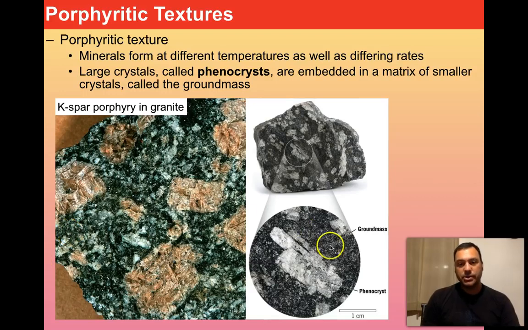So let's look at our definitions over here. The ground mass is the small grain stuff here. This is taken from a rock here. And then the phenocryst is this bigger one right here. This here is the K-spar phenocryst, and the ground mass, which is quartz and albite and mafic minerals.